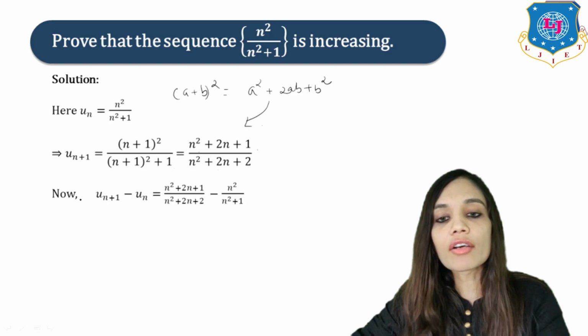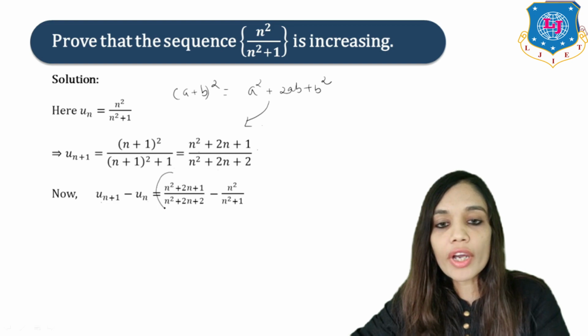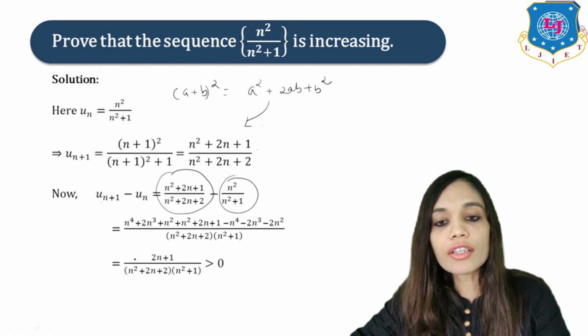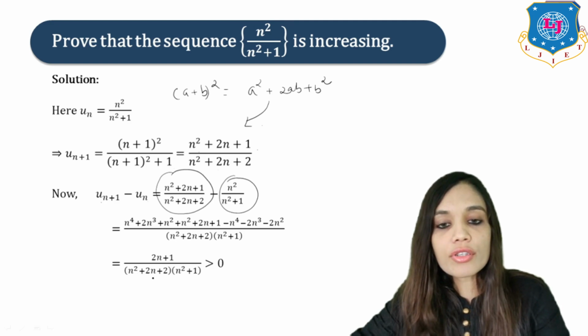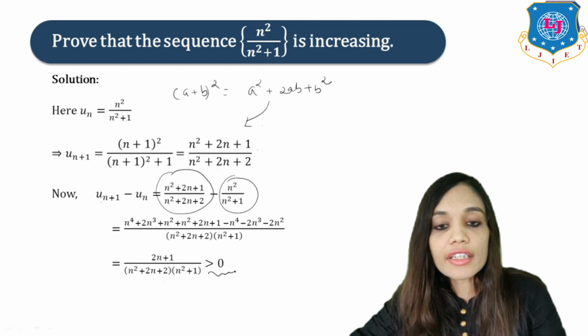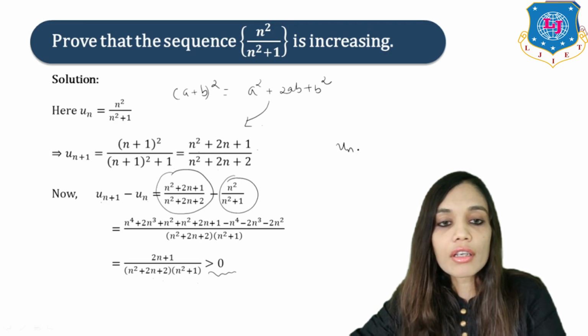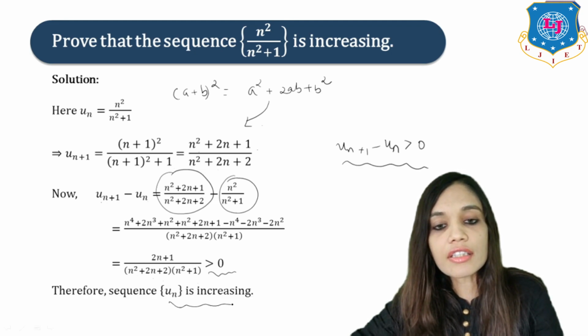Now again we will find our u(n+1) minus u(n). So replace the values of u(n+1) and u(n). Now take LCM and simplify. On simplifying you will get the answer as (2n+1) upon (n²+2n+2)(n²+1), which is greater than 0. So you can say that u(n+1) minus u(n) is greater than 0. So what we can say is that the given sequence is increasing.